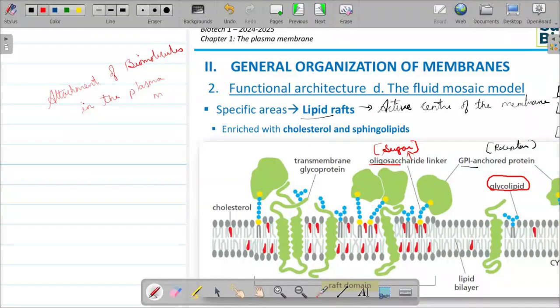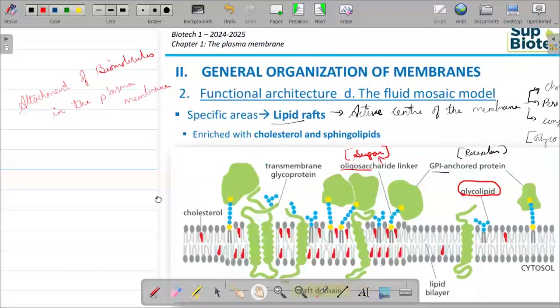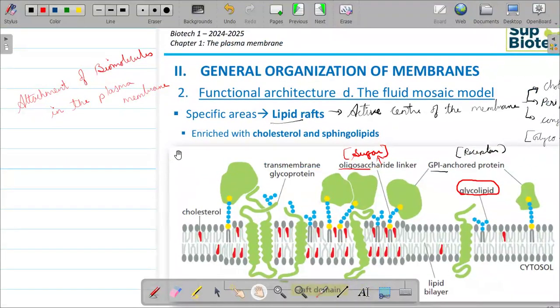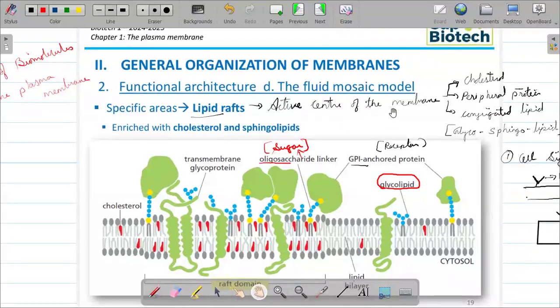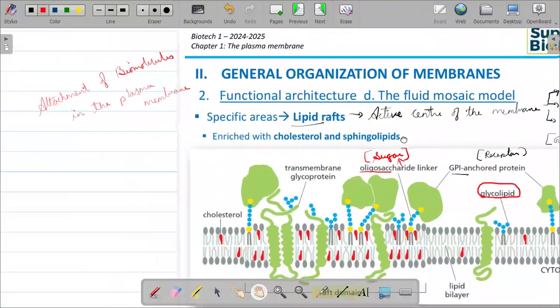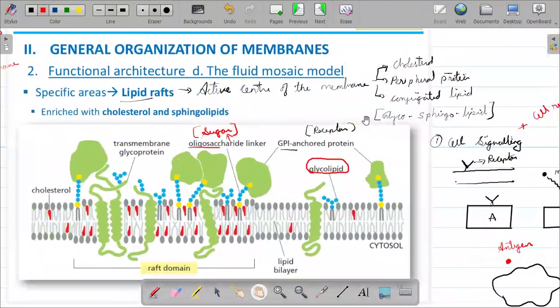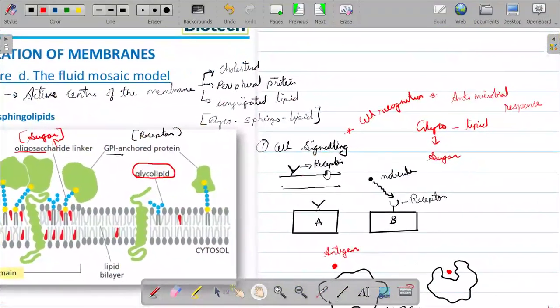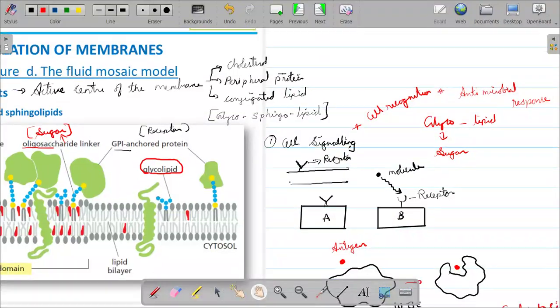In the plasma membrane, it takes place at certain places which are rich in cholesterol, peripheral proteins, and conjugated lipids. That is, the active centers of the membrane are made up of these things. To this, some biomolecules are joined to bring out the following actions.